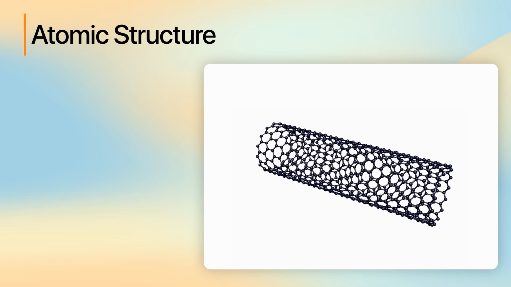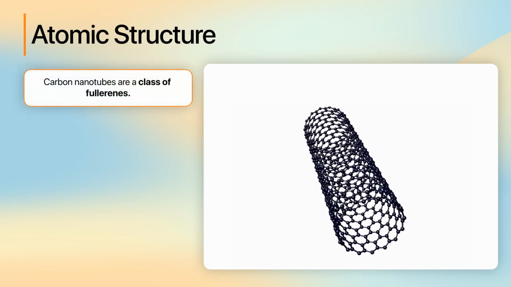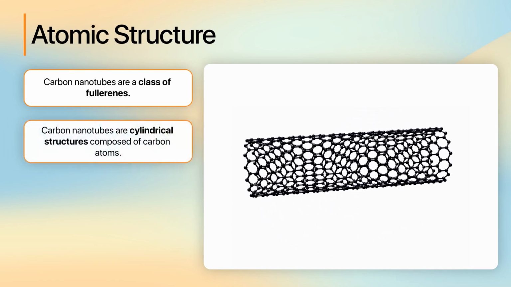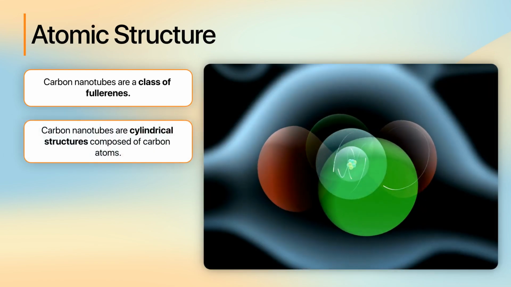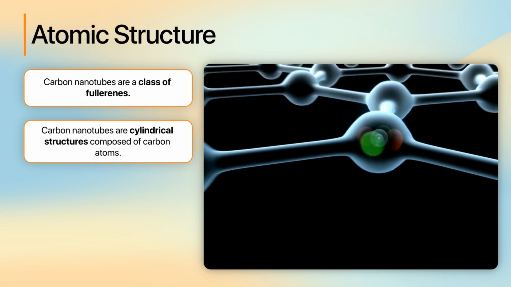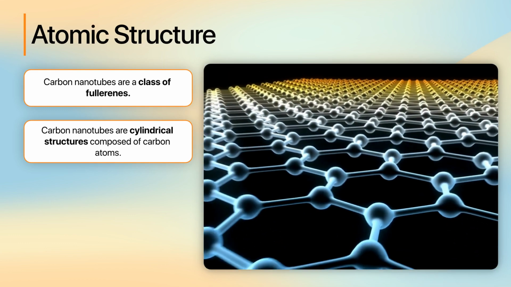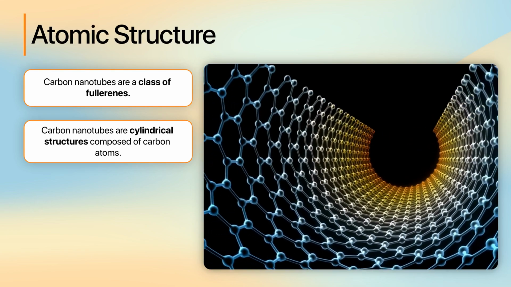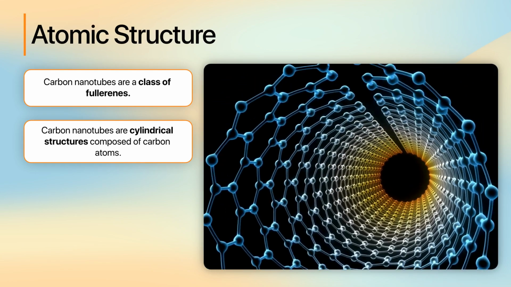Let's dive into the fascinating world of carbon nanotubes by starting with their structure. Carbon nanotubes are a class of fullerenes. They are cylindrical structures composed of carbon atoms. Picture a sheet of graphene, a single layer of carbon atoms arranged in hexagons. Now imagine rolling that sheet into a cylinder. That cylinder is a carbon nanotube.